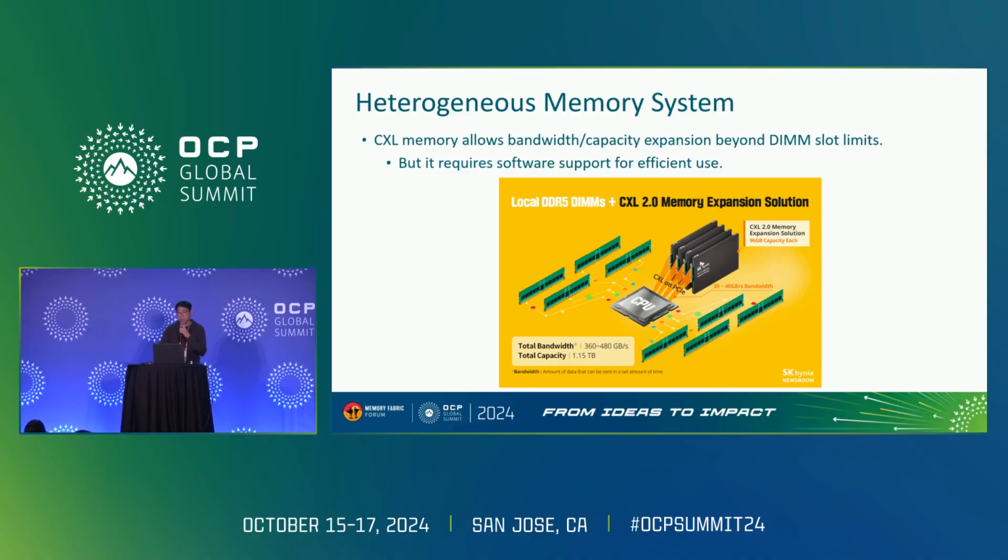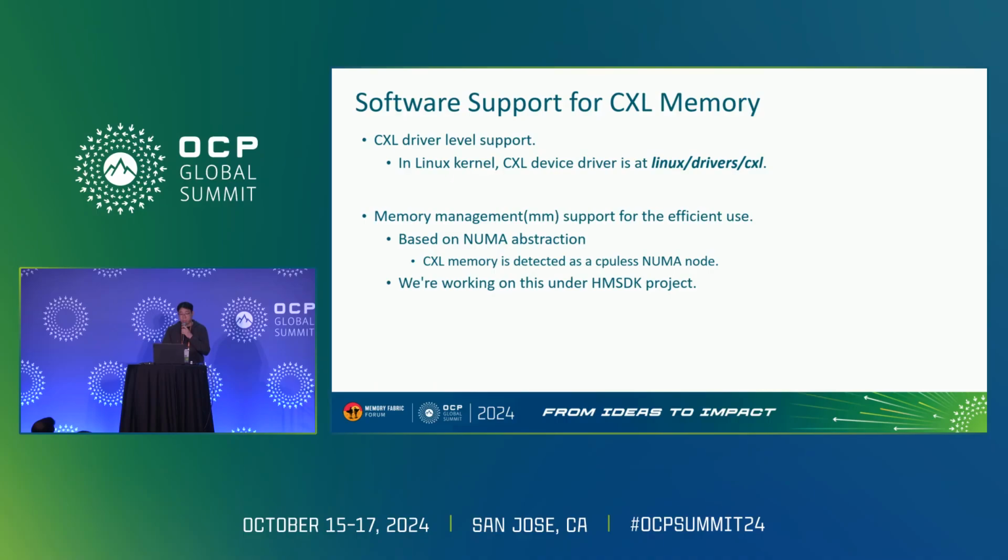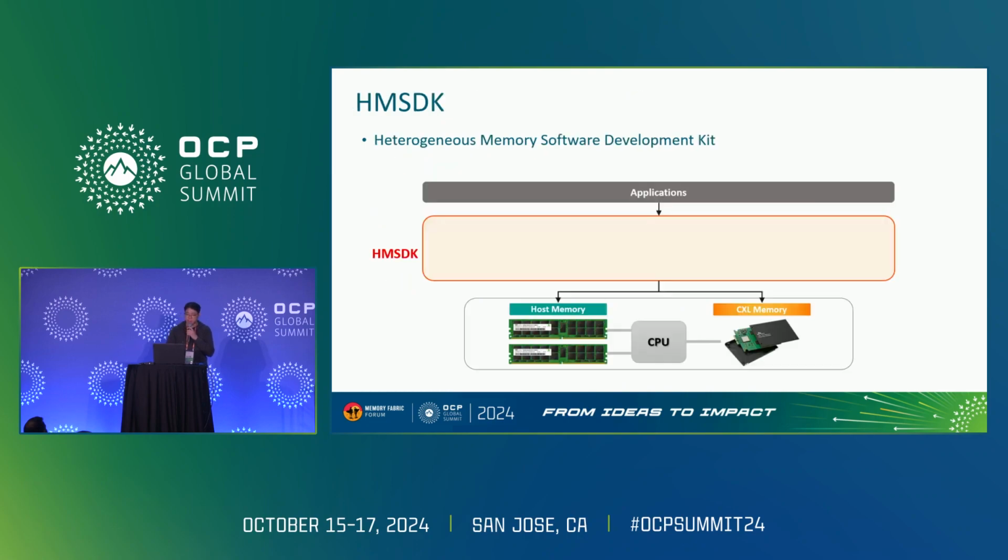support for efficient use. For the CXL memory software support, initially, CXL driver level support is needed, and the device driver is located here in the Linux kernel. Memory management support is very much needed for efficient use. The CXL memory is detected as a CPU-less NUMA node, so we are working based on the NUMA abstraction. We are working on it under the HMSDK project.